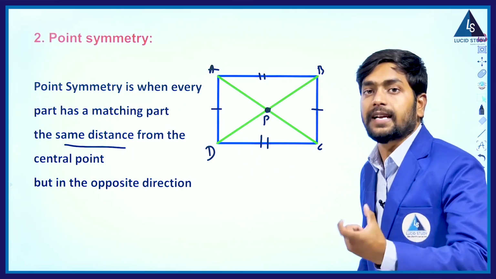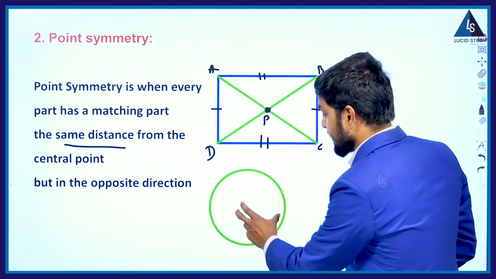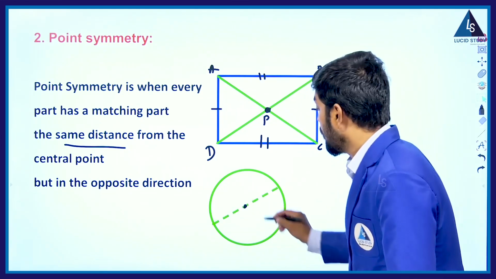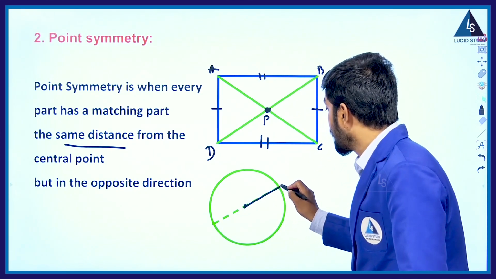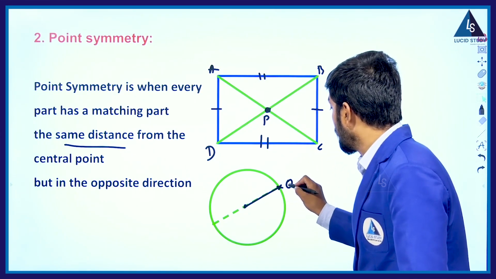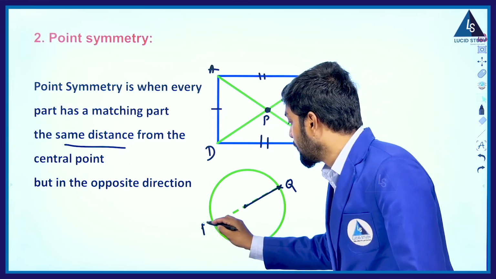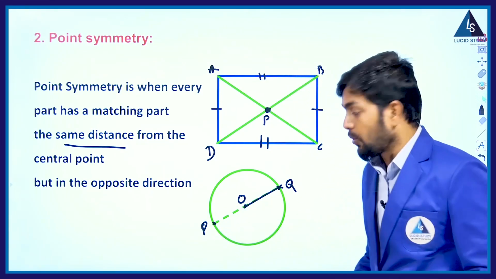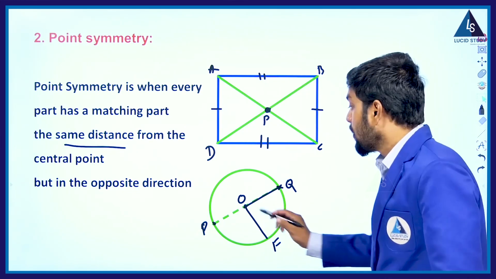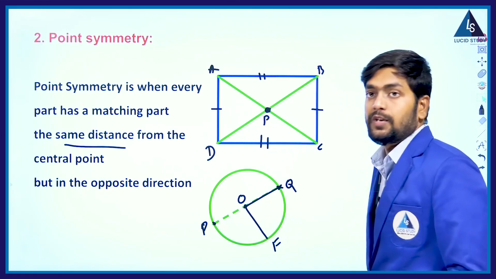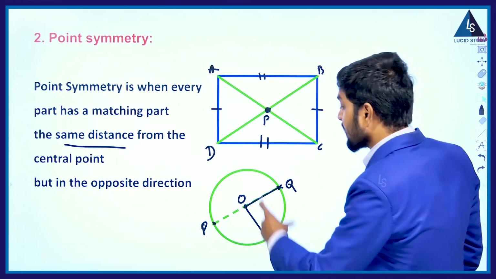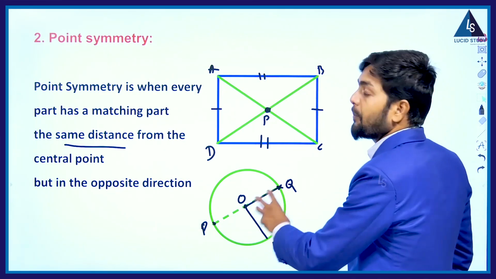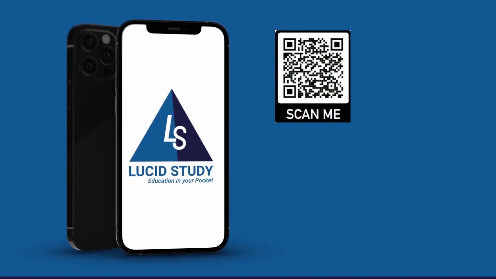Or you can also take a circle. Here we are taking a circle. This is the center point of the circle. Here we are having the point Q, here we are having point P, and here we are having O. So OP is equal to OQ, and the distance from the center is the same. So we can say this is a point symmetry.